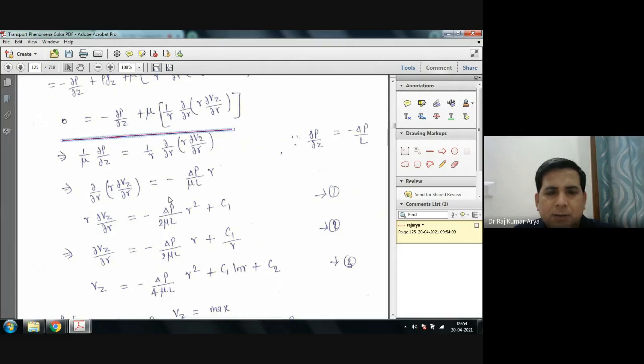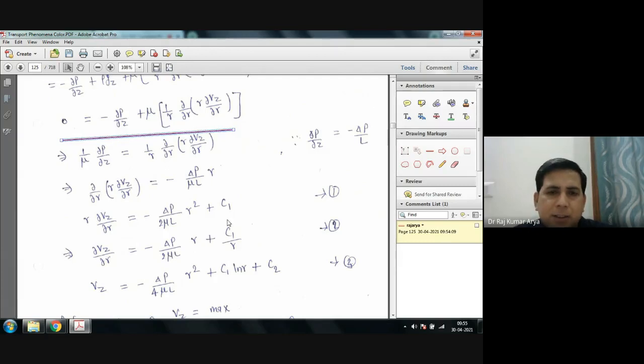Now you have this equation that needs to be solved, so you can integrate it. Before doing that, convert this partial sign to total, because Vz is only a function of r. If you integrate the first time, you get a constant C1. If you integrate a second time, you get a constant C2. Now these constants need to be evaluated. For that, you need the boundary conditions.